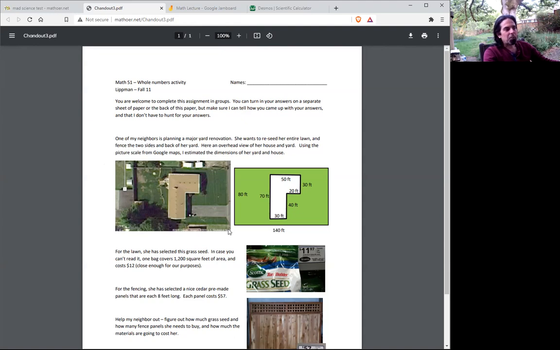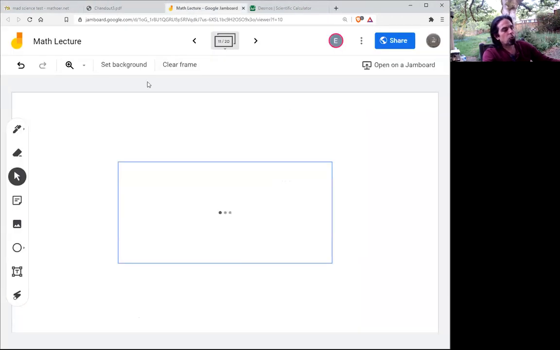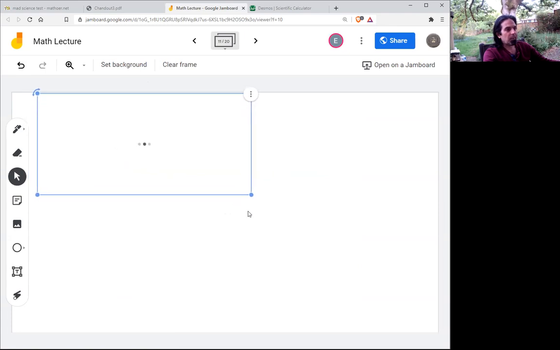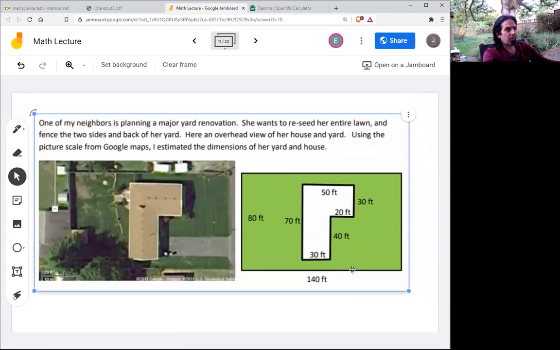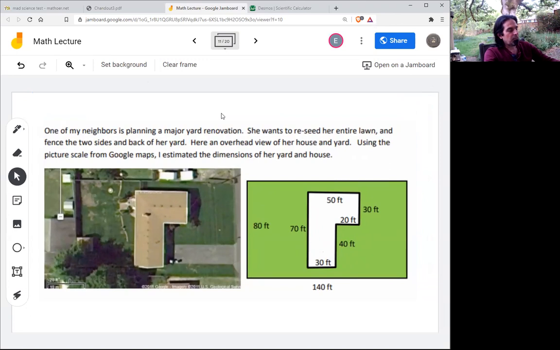And she's going to fence the two sides and back of her yard. So not this street side on the right edge. So here's the overview, and there's the measurements. For now, I'll make it big, but we might shrink it so we actually have room to write something.